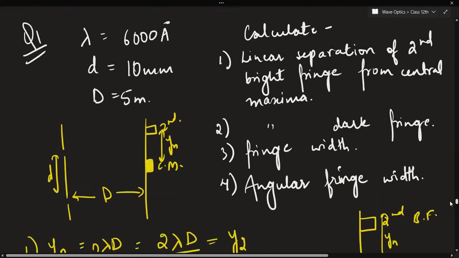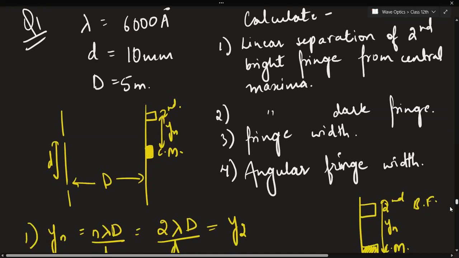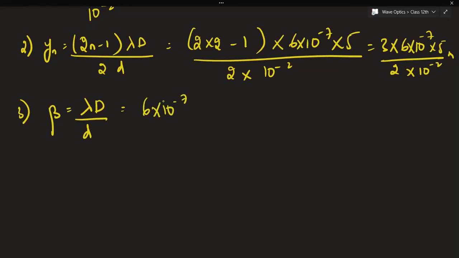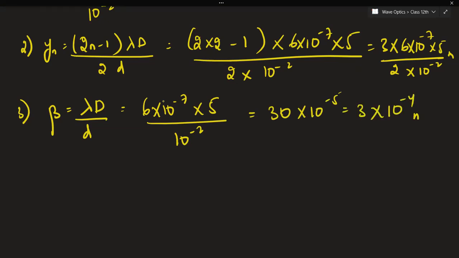The third part says fringe width. We had also done fringe width, and its derivation can also come in your exam. Fringe width was beta, lambda capital D by small d. So lambda's value is 6 into 10 to the power minus 7, capital D is 5, and small d is 10 to the power minus 2. So that is 30 into 10 to the power minus 5, or you can write it as 3 into 10 to the power minus 4 meters. This is the fringe width. The formula of fringe width is lambda capital D by small d.